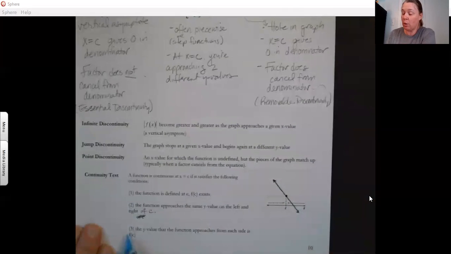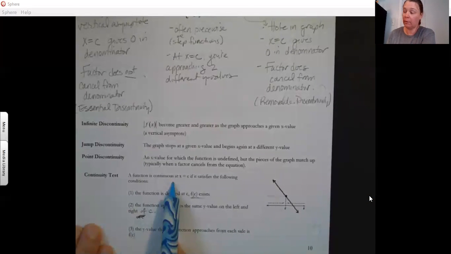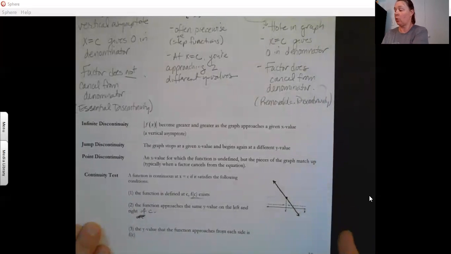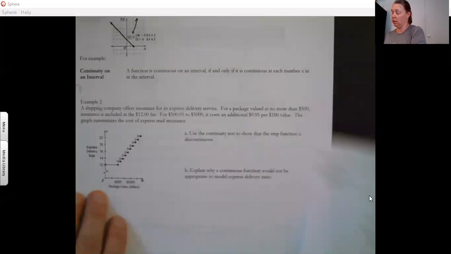All right, and then the last one is that the y value that the function approaches from each side has to equal f of c. So whatever value you got as you approach from the left and the right, it has to be the same as that number that you got from step 1. Okay, so then our next step is going to be to practice with this continuity test.